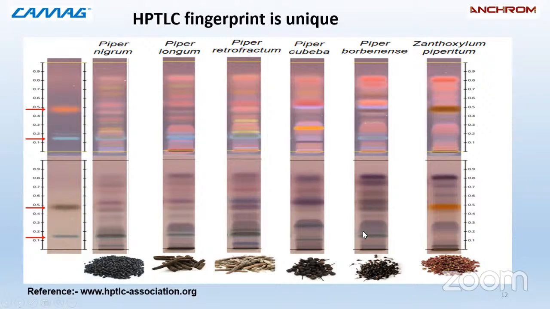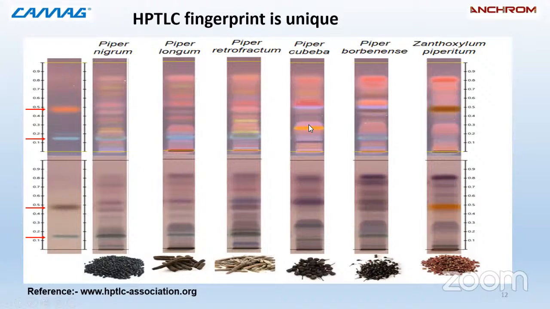you may find that there are some bands which are common in all these fingerprints. For example, this one, because all these plants belong to the same genus, that is Piper, but there are some bands which are present only in that particular species. For example, this orange color band is present only in Piper cubeba.